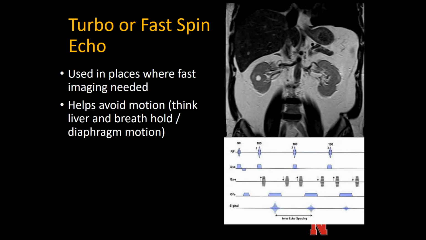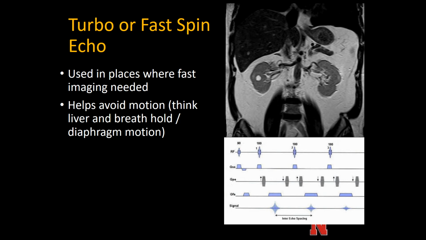All right, where would you use a turbo or fast spin echo pulse sequence? And again, easy to identify. T2 weighted image, fast or turbo spin echo, because it's 90, 180, 180, 180. And then if you look at the phase encoding steps, it goes up and down, switches with every acquisition. You'd use these sequences in places where you need fast imaging, and it helps avoid motion.